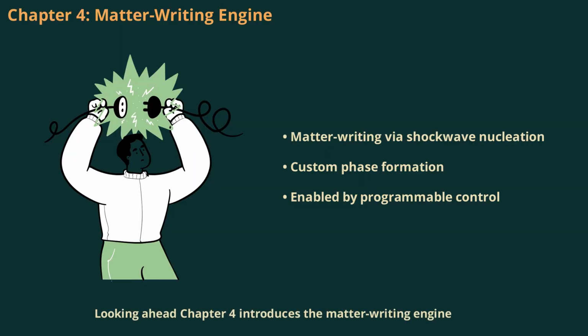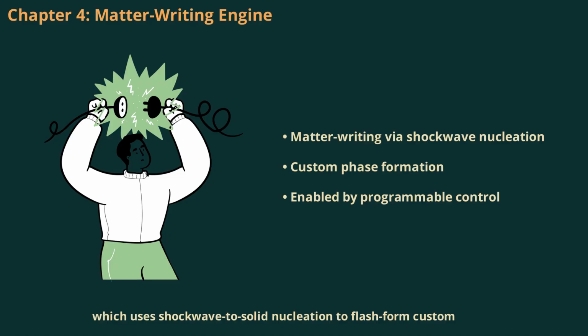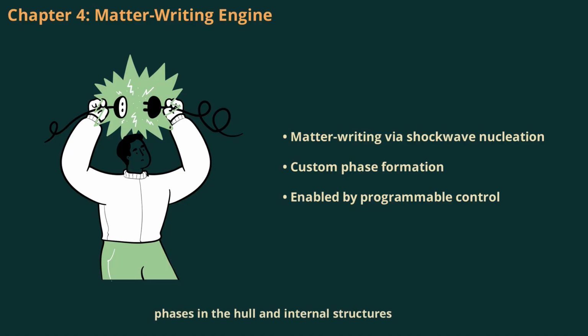Looking ahead, Chapter 4 introduces the matter writing engine, which uses shock wave to solid nucleation to flash form custom phases in the hull and internal structures. This process is made possible by the programmable control established in Chapter 2, highlighting the interconnectedness of the framework.